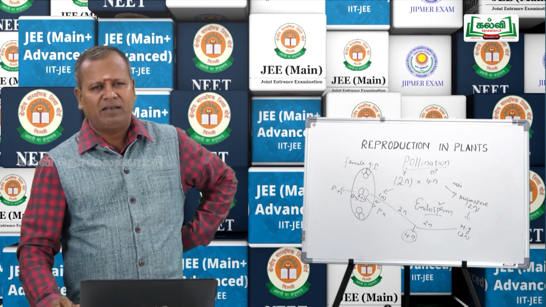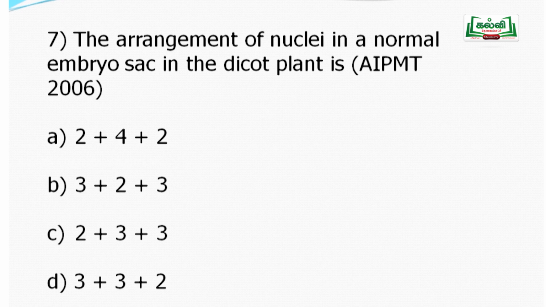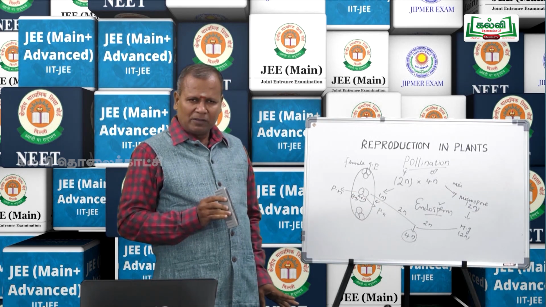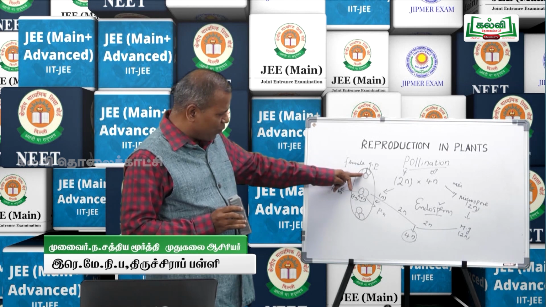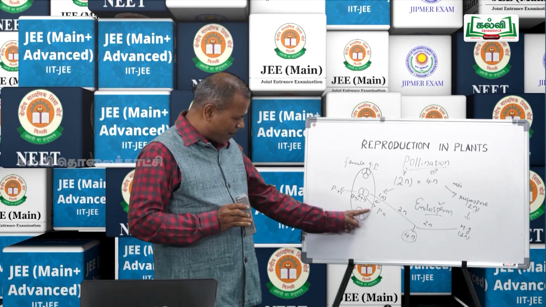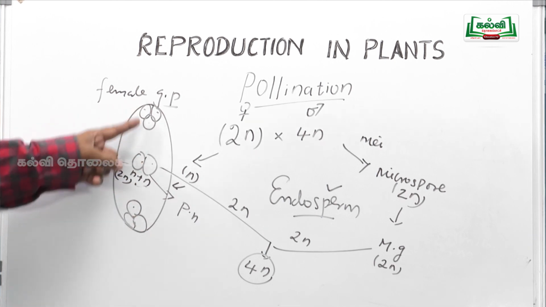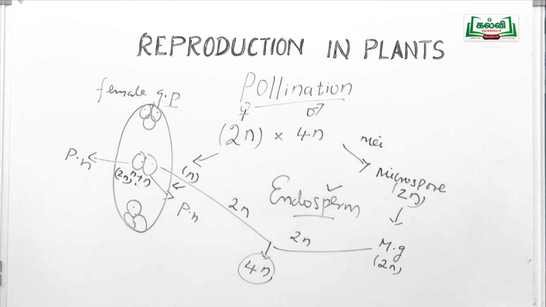Then question number 7, the arrangement of nuclei in a normal embryo sac or the female gametophyte in a dicot plant: option A, 2 plus 4 plus 2, option B, 3 plus 2 plus 3, option C, 2 plus 3 plus 3, option D, 3 plus 3 plus 2. See the board. This is the female gametophyte or the embryo sac. On the posterior side, 3 cells are present, known as the antipodal cells. See here the egg apparatus with 3, and in the middle 2. So, 3 plus 2 plus 3, this arrangement is seen in the female gametophyte or the embryo sac.